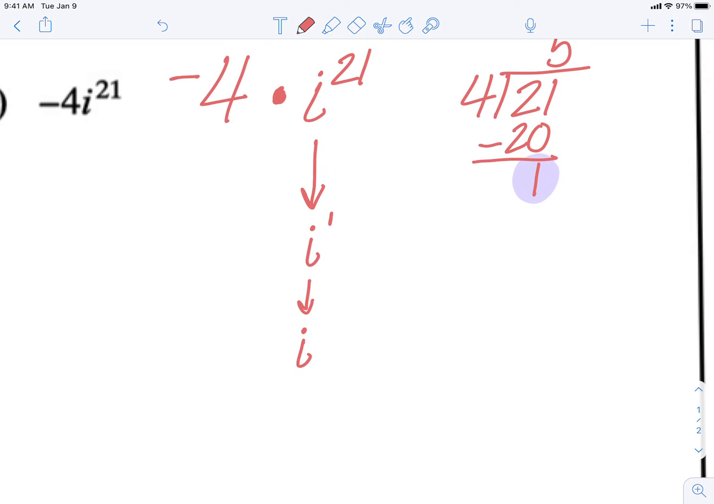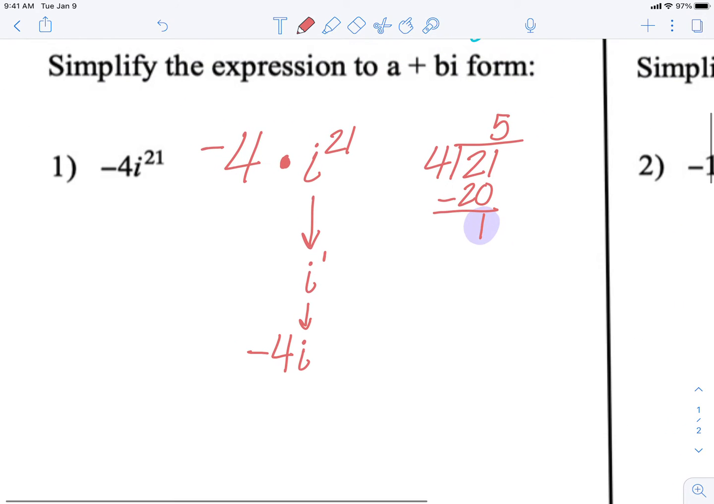See? Now, you see this negative 4 here? Nothing happened to this negative 4, so it's just going to come straight down just like that and get right next to that I there. So, negative 4I. So this right here is my solution, negative 4I. All right. And that's it. That is my answer. Okay. Let's try another one here.